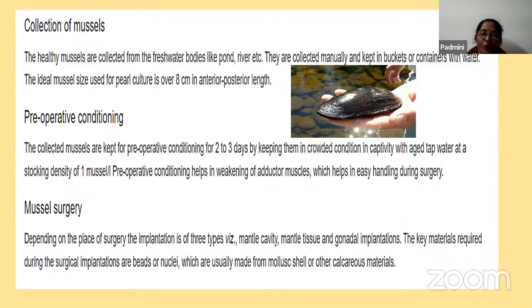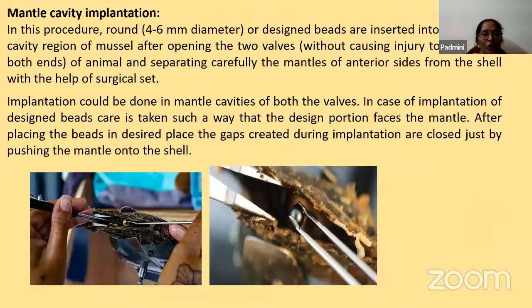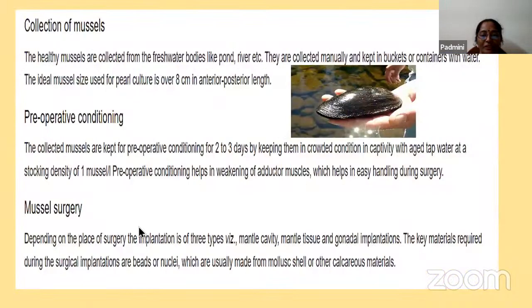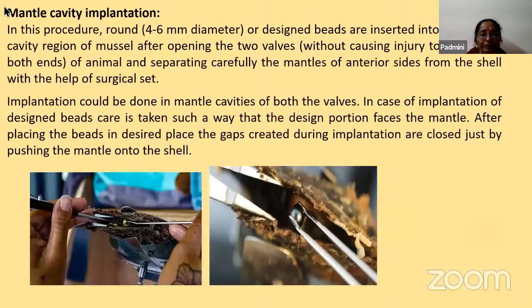The key material required is the surgical implants. For that, you need either a bead or a nucleus, which are usually made from molluscan shell. If it is a bead, you can make it from molluscan shell or a calcareous material. If it is a nucleus, you can take the mantle itself, the donor mantle itself. What is this donor mantle? Now, we'll talk first about the mantle cavity implantation.